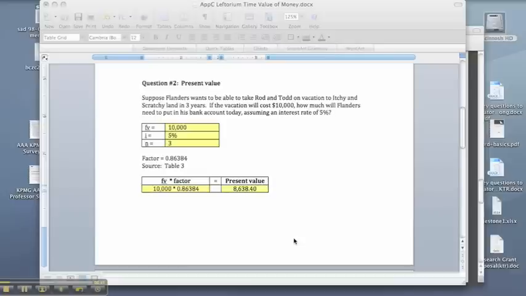So in this case, we only needed to put $8,600 in the bank so that by the time 3 years would have passed, we would have $10,000 built up.